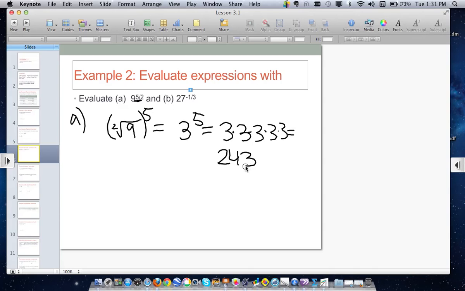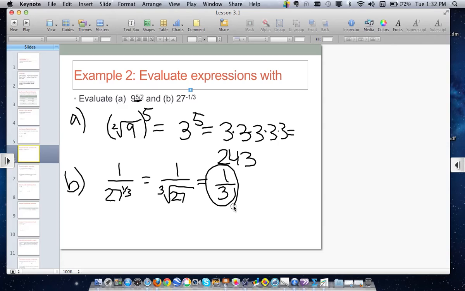All right, example B. We have 27 to the negative 1/3, so this becomes 1 over 27 to the 1/3, which is 1 over the cube root of 27. And so think to ourselves, what times itself 3 times would equal 27? And that would be 3. So our answer is 1/3.